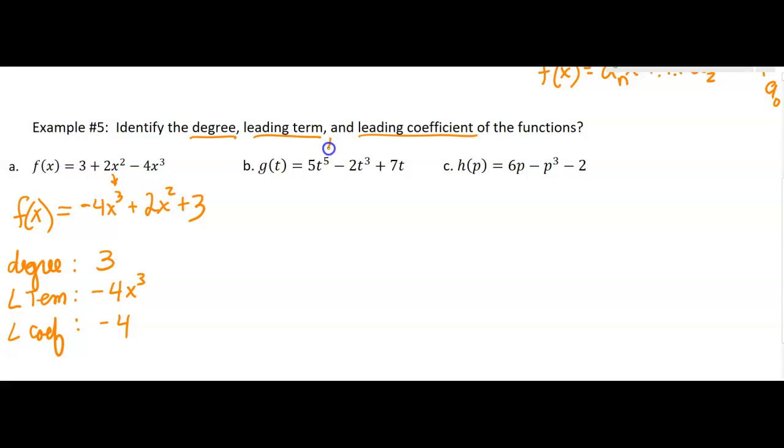Is it in the right order? Exponent of 5, exponent of 5, exponent of 3, exponent of 1. Yep, they're in the right order. What is the degree? The degree is 5 in this case. What is the leading term? 5t to the fifth. And then what's the leading coefficient? 5.